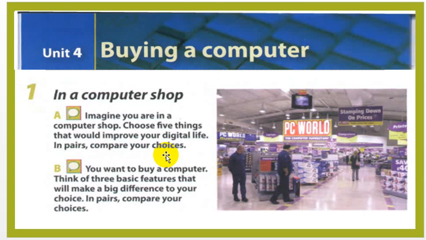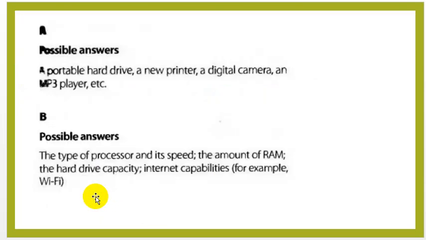3 aspects you should pay attention to, the 3 aspects of the computer. Here is the possible answer: a portable hard drive, new printer, digital camera, and MP3 player, etc. Or possible answer for part B: the type of processor and speed, the amount of RAM, the hard drive capacity, internet capability, for example, Wi-Fi or something. These are the possible answers.